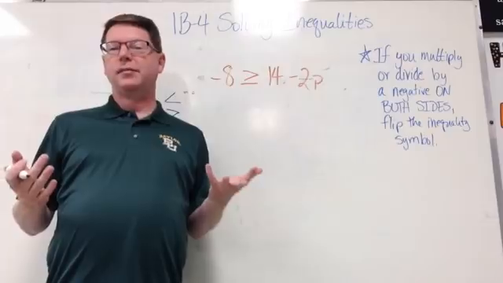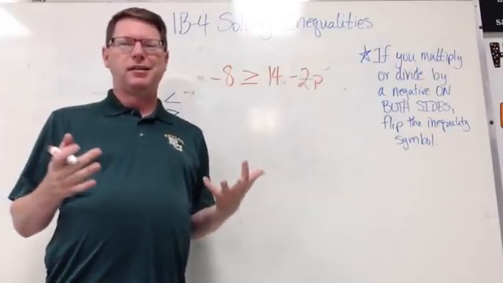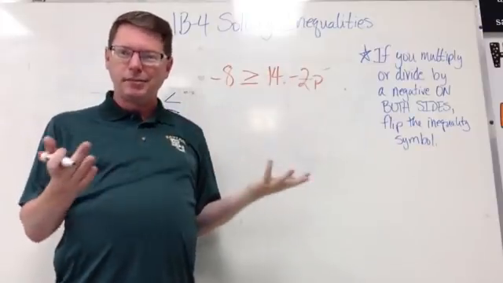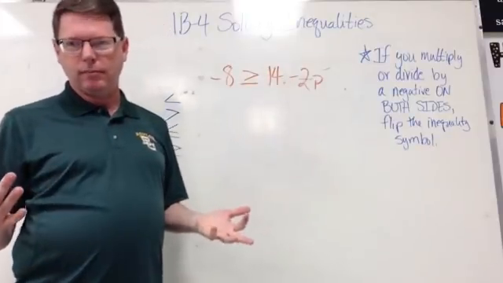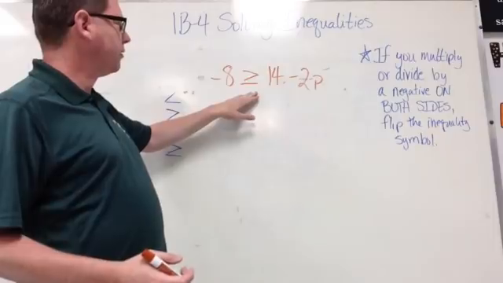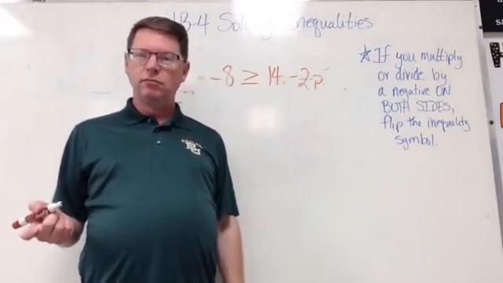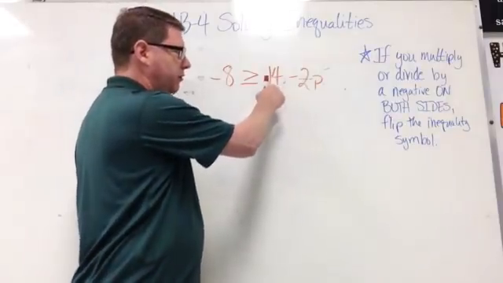So let's look at our next example. Sometimes I like to confuse this by putting the variable on the right-hand side. That just really irritates me, but we just keep going anyway. Okay, so I've got -8 is greater than or equal to 14 minus 2p. So the first thing I need to do is get rid of the 14.